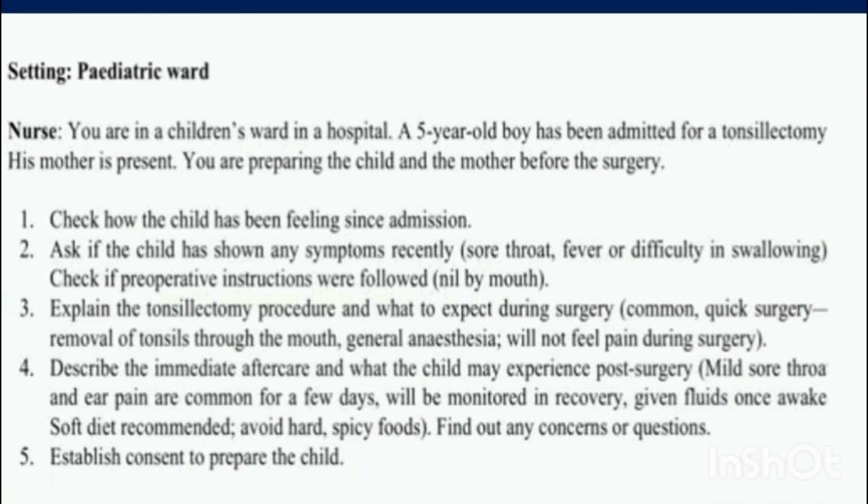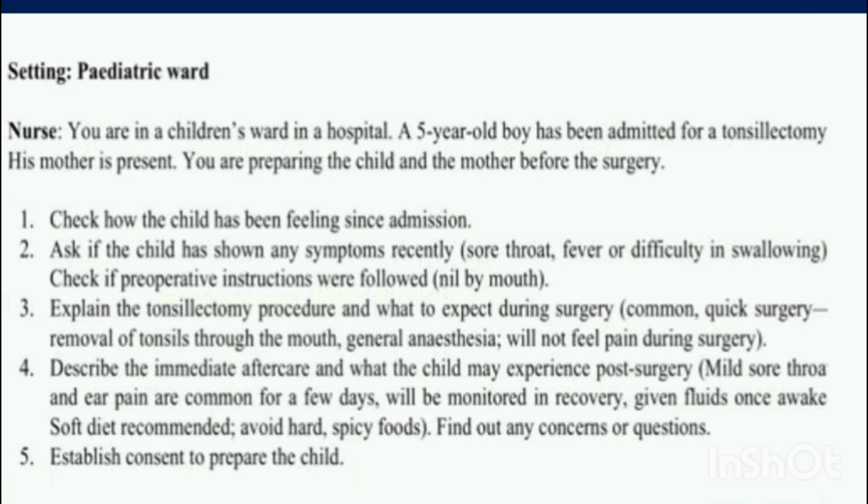Today I will tell you regarding OET speaking role play. This role play is based on a pediatric ward setting. It is a bystander role play. In this, the background history is you are in a children's ward in a hospital. A 5 years old boy has been admitted for a tonsillectomy. His mother is present. You are preparing the child and the mother before the surgery. So it is a bystander role play as the mother is present, and as a nurse you are preparing the child and the mother both before the surgery.